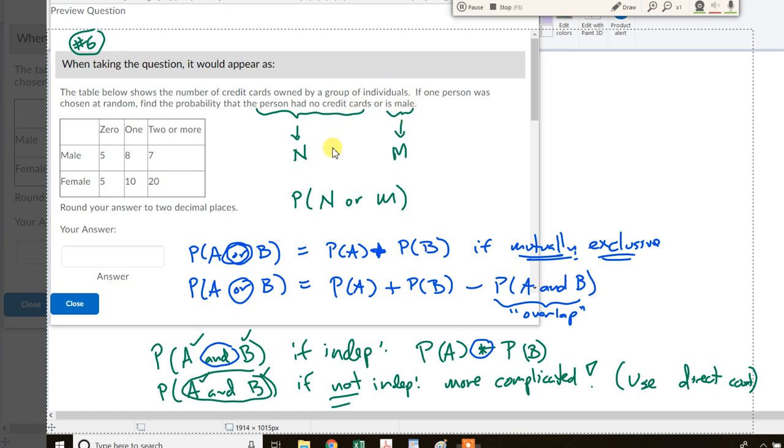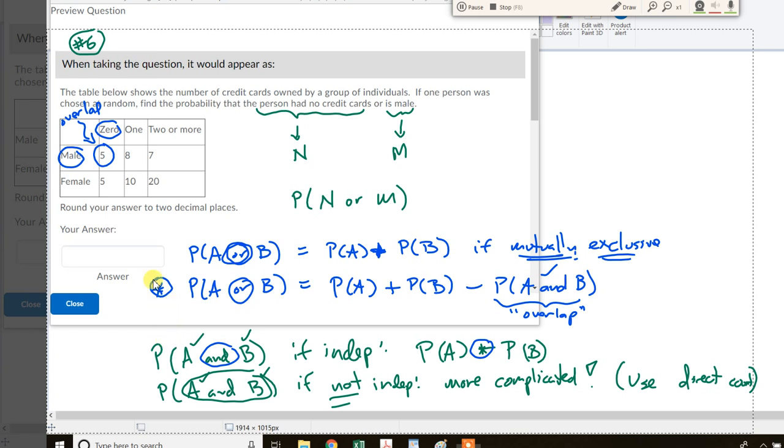Another way to tell is I can look on the table. Can you have both at the same time? Can you have no credit cards and be male at the same time? And the answer is yes, you can. That's my overlap of the two events. That means there is an overlap, which means they're not mutually exclusive. Okay? So I can go ahead and compute the probability of the or using this basic formula, and I'll let you guys finish that up.